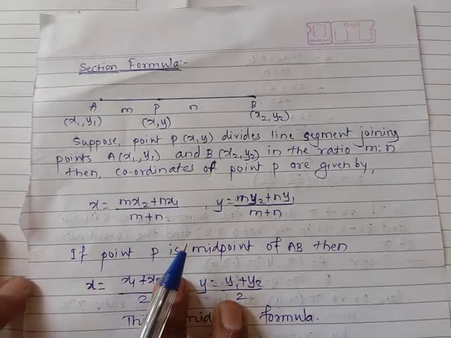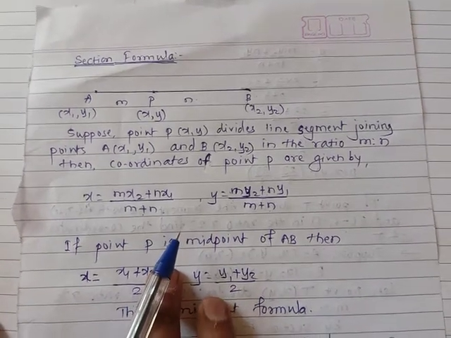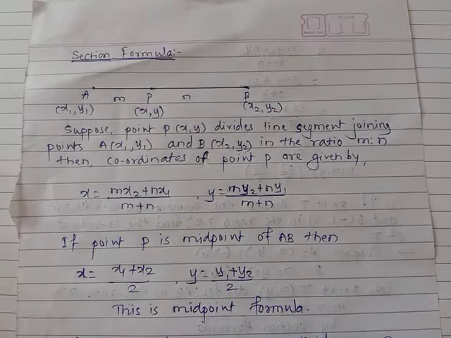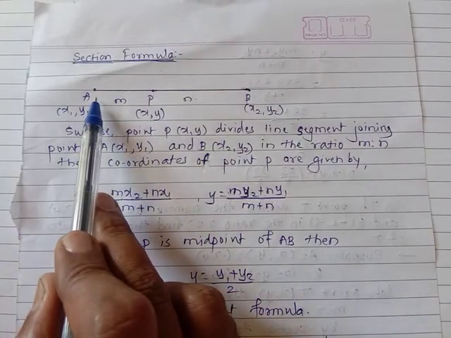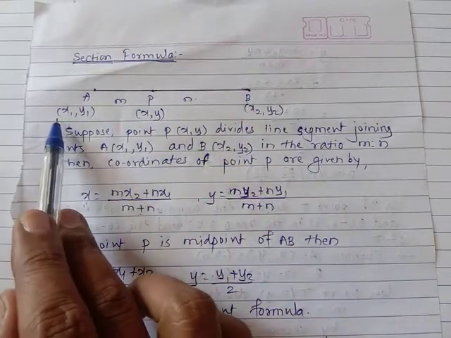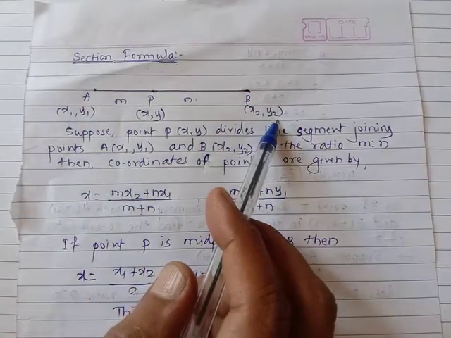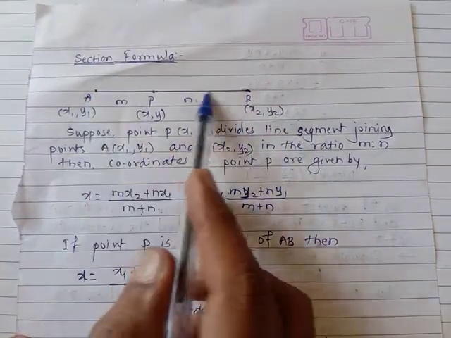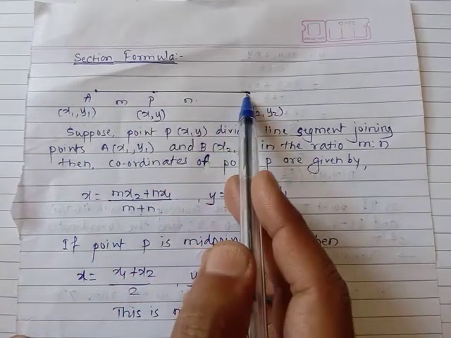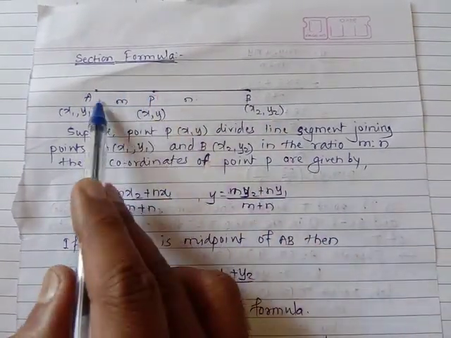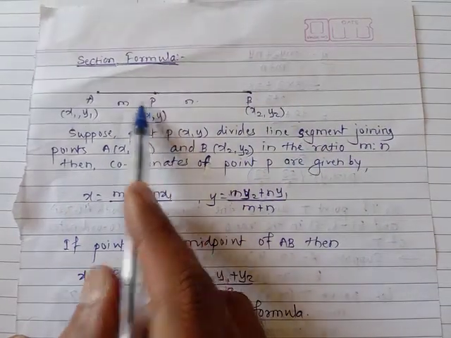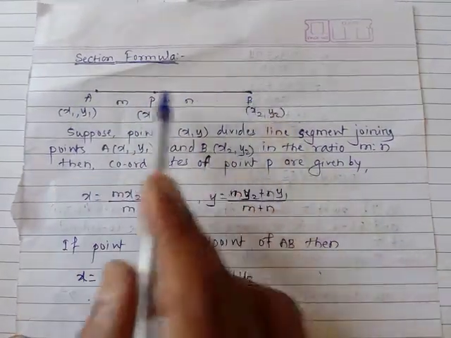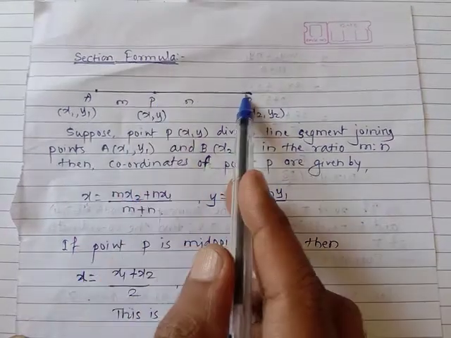Hello students, last lecture I have taught you distance formula. Next point from this chapter is section formula. Suppose here are 2 points A and B with coordinates x1, y1 and x2, y2. This is a line segment joining these 2 points A and B, and point P is in between these 2 points. Its coordinates are x and y. This point P divides this line segment in the ratio m is to n.